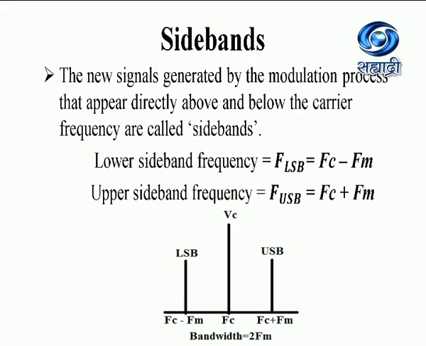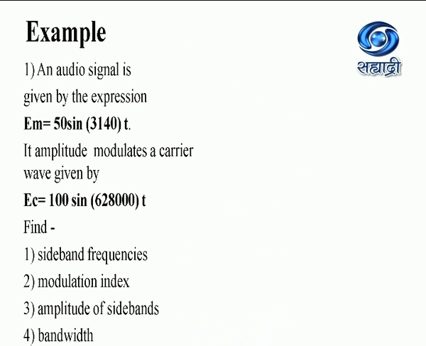We can calculate the bandwidth of amplitude modulation by using this plot, that is 2FM. You just have to put FC minus FM, and FC plus FM. We get the bandwidth, that is the difference between LSB and USB, and we will get 2FM as the amplitude modulation bandwidth. That's why these sidebands are important.